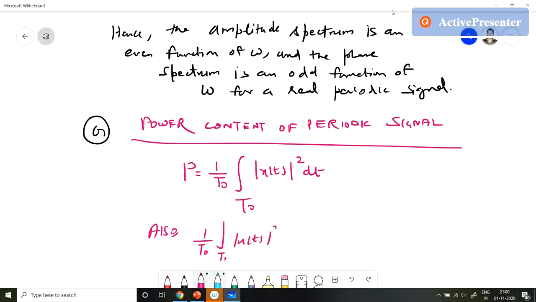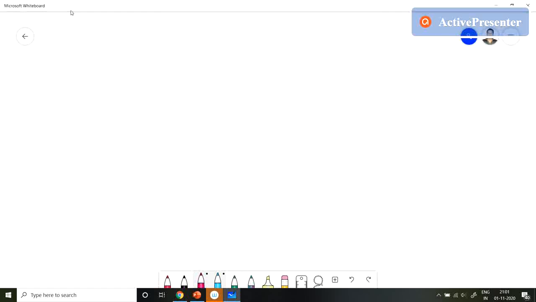So this is the first method, and the second is, if we know the coefficient ck, then we can also find the power using this relation. It is the summation for k equals minus infinity to plus infinity of modulus of ck squared. Basically, if we know the ck coefficients, then the squared amplitudes of those coefficients, summed together, give us the power.